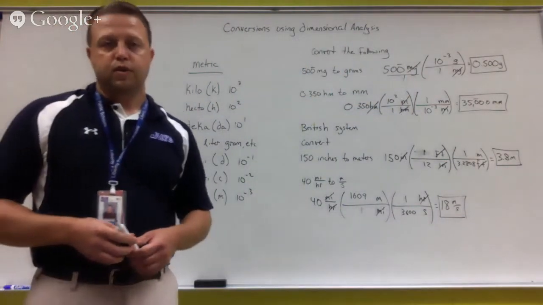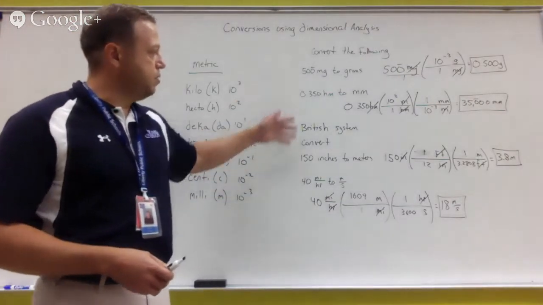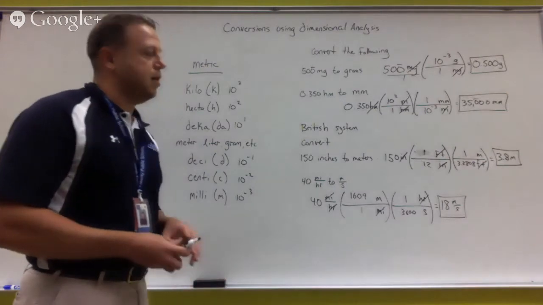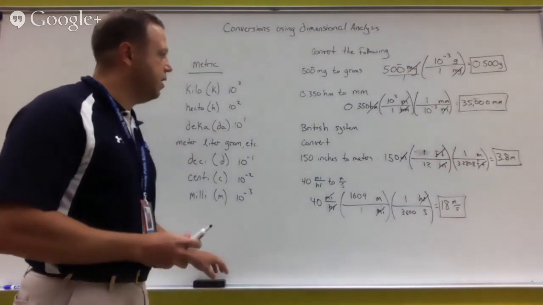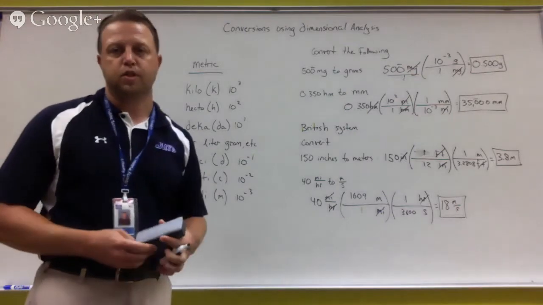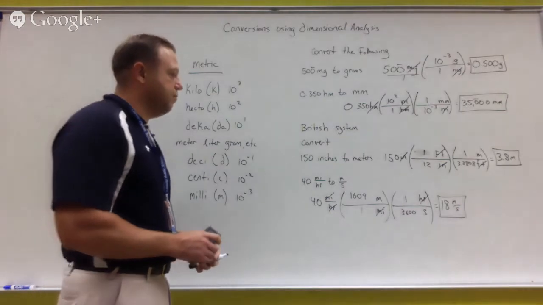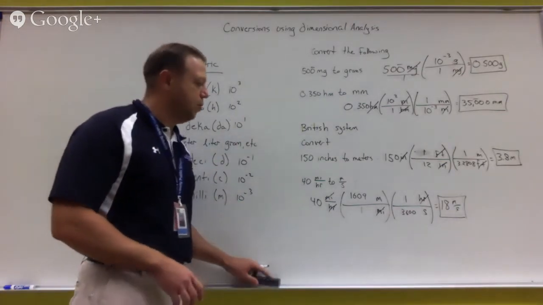So that gives you just a simple idea on how to set up any conversions between metric system or between British and metric using dimensional analysis. The only other conversion that I can think of off the top of my head that may pose a problem is when something is square or cube, and you have to end up converting those. I'm not going to go into detail on that in this video.